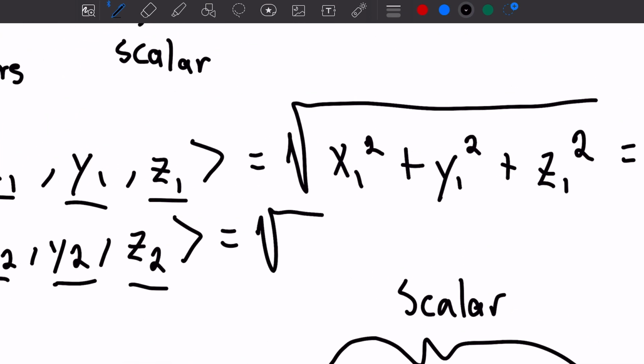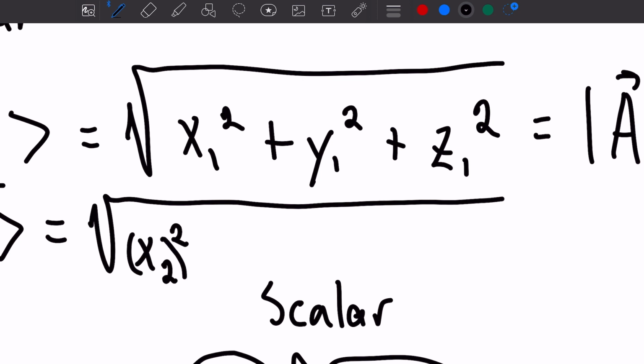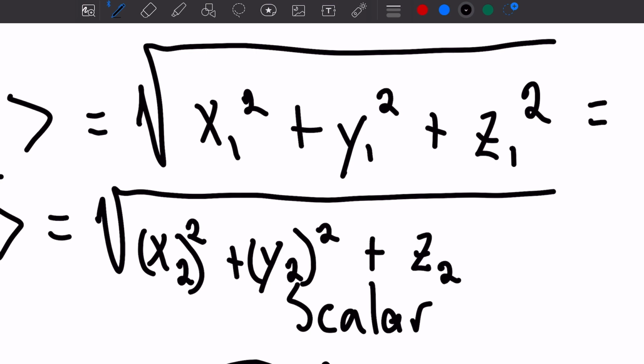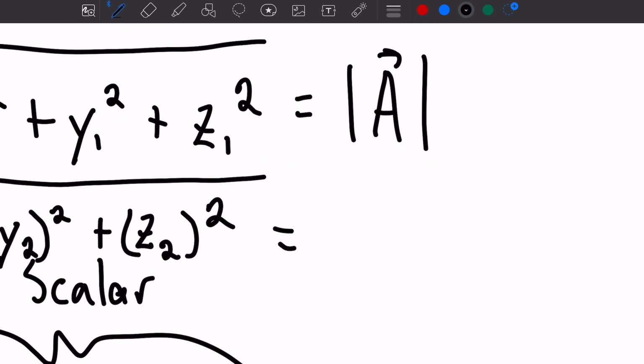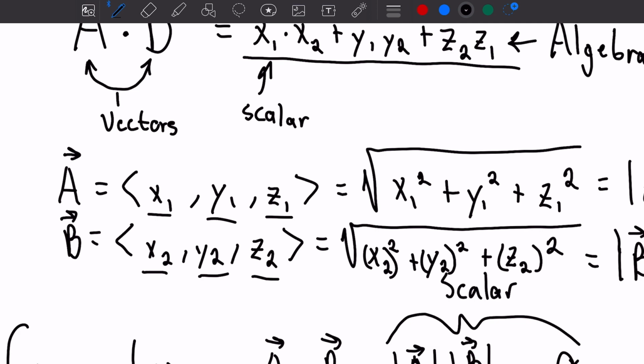And then for vector B, we'll do the same exact process. We'll have x2 squared. Sorry, it's a little confusing because the subscripts are 2 as well here. But we will then have y2 squared plus z2 squared. And again, this will equal the magnitude of vector B. And that's going to be universal for any vector when you're given it in its components.